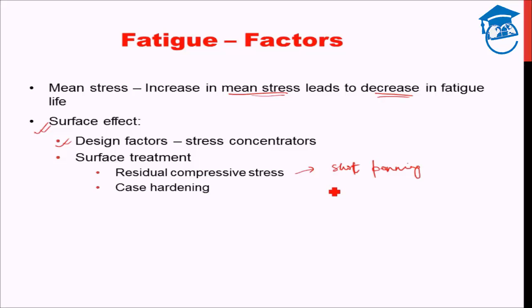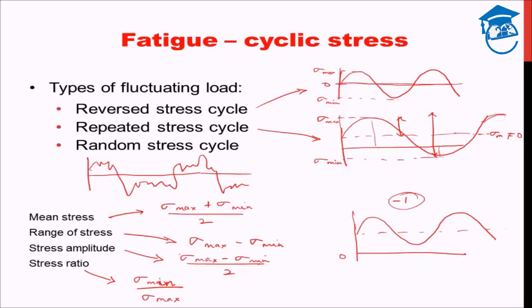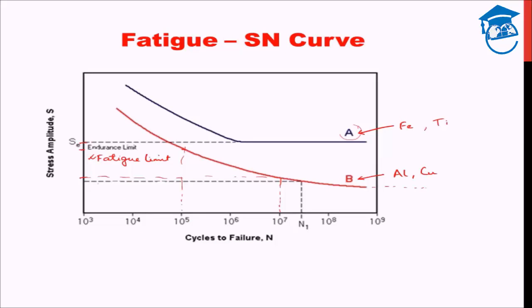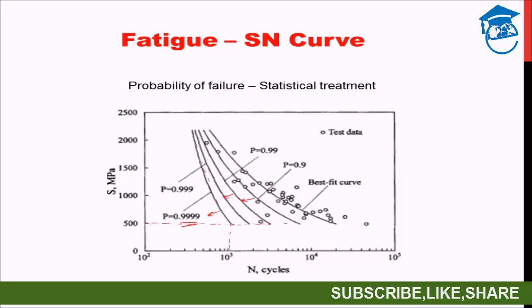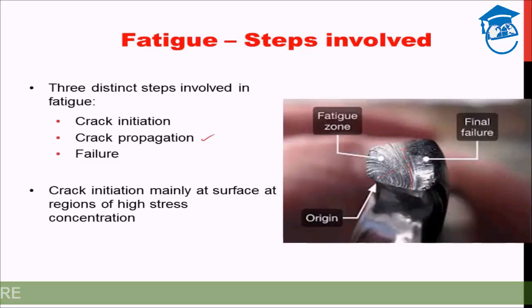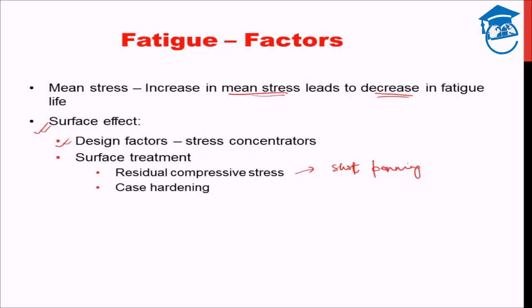Okay, so now just to recap the whole lecture, what we have seen is, we started by discussing what is fatigue. We saw the different type of cyclic stresses that can lead to fatigue. We discussed about the SN curve, the endurance limit, two type of materials, one which has an endurance limit or fatigue limit and one which does not have. We understood that the SN curve is actually a probability curve rather than an absolute curve. We understood the different steps involved in fatigue: crack initiation, crack propagation, and ultimate failure. Then we saw the different factors affecting fatigue in addition to the stress amplitude. The factors were mean stress and different surface effects.